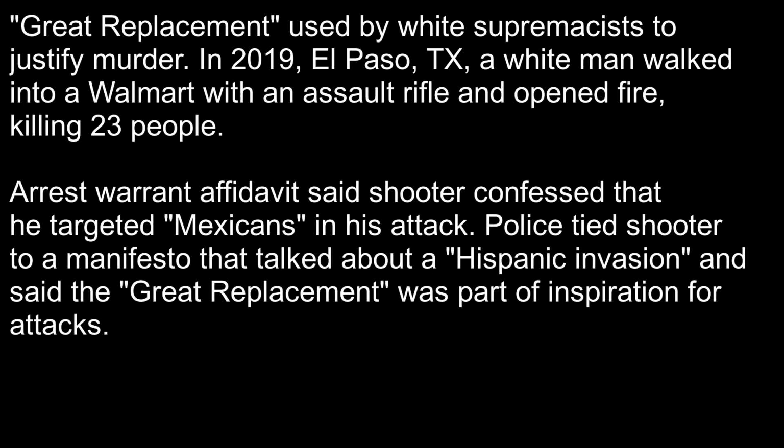In 2019, in El Paso, Texas, a white man with an assault rifle went into a Walmart, opened fire, and killed 23 people. The arrest warrant affidavit said the shooter confessed to detectives that he targeted Mexicans in his attack. Police tied the shooter to a manifesto that talked about a Hispanic invasion and said the Great Replacement was part of the inspiration for the attack.